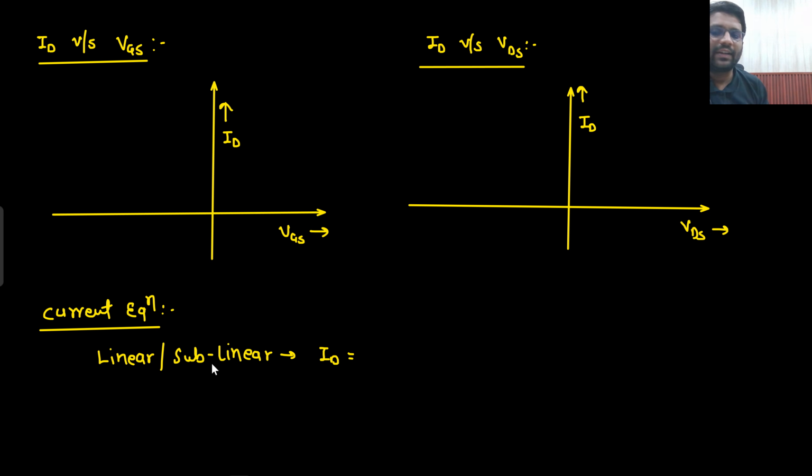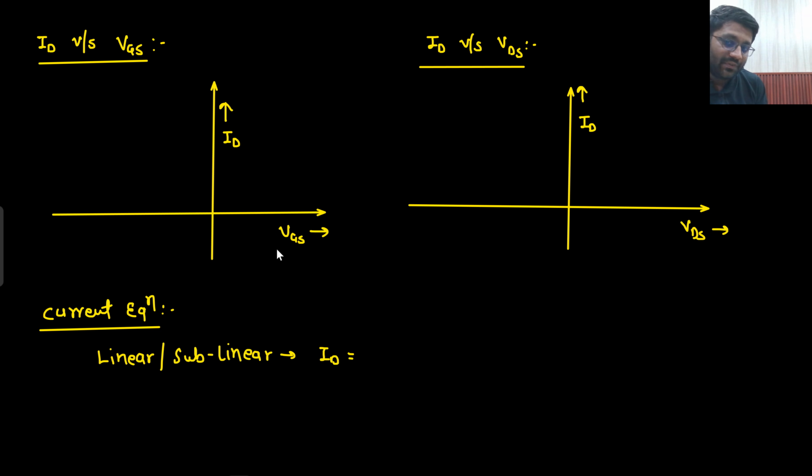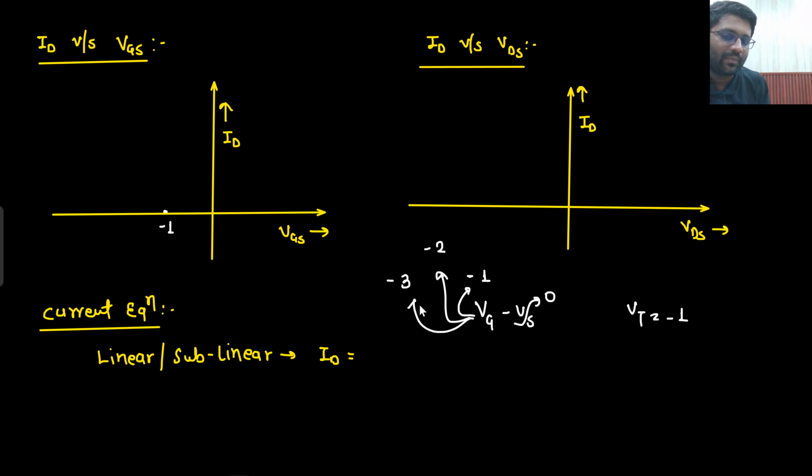Now just for the factor, if they ask you to draw ID versus VGS, what they are asking you to draw? ID versus VGS. Gate voltage minus source voltage. Source voltage we are assuming at 0. So gate voltage I need to apply negative. Let's just say my VT value is minus 1 volt. So at gate voltage minus 1 volt, after that my transistor would turn on. If I put minus 2, then it will be on. If I put minus 3, then it will be on. VG equals minus 1, it will be on. Minus 2, it will be on. Minus 3, it will be on.